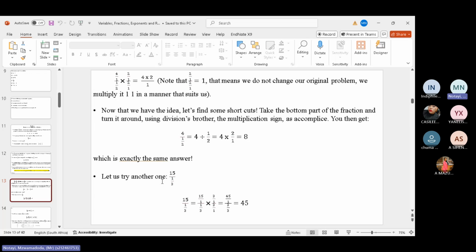Okay, let's try another one. We have 15 divided by 1 over 3. 15 divided by 1 over 3 is equal to 15 divided by 1, all divided by 1 over 3, multiplied by 3 over 1, which is equal to 15 times 3, we get 45. 1 times 1, we get 1, divided by 1 times 3 gives us 3, and 3 times 1 is equal to 3. So 3 divided by 3 is 1. So we're left with 45 only.